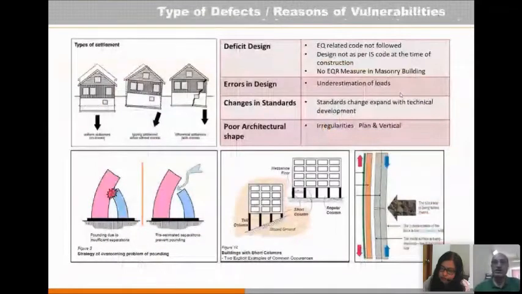When we are talking about vulnerability, vulnerability can be introduced in the building at different levels or different stages. First, vulnerability can be introduced at the design stage. In the design stage, there could be a deficient design, errors in the design, or changes in the standards, because the standards are getting upgraded day by day because of the increase in knowledge due to the continuous R&D going on across the country and the globe. And the poor architectural shape. So today, if you are designing some building, it may be vulnerable 10 years down the line because it may not comply with the standards requirement which are there at that point of time.